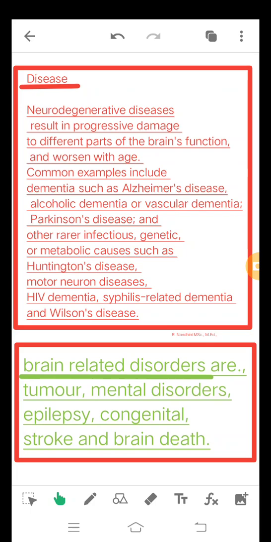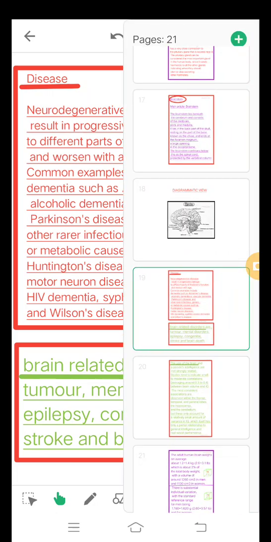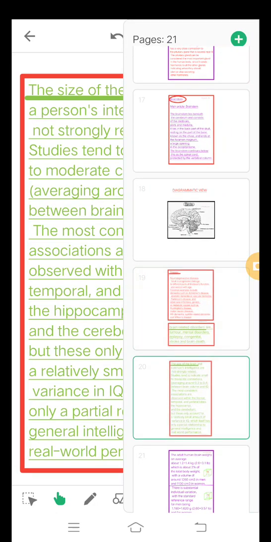Then brain-related disorders are tumor or cancer, mental disorders, epilepsy, congenital diseases, strokes are also a brain disorder, and also brain death and so on.